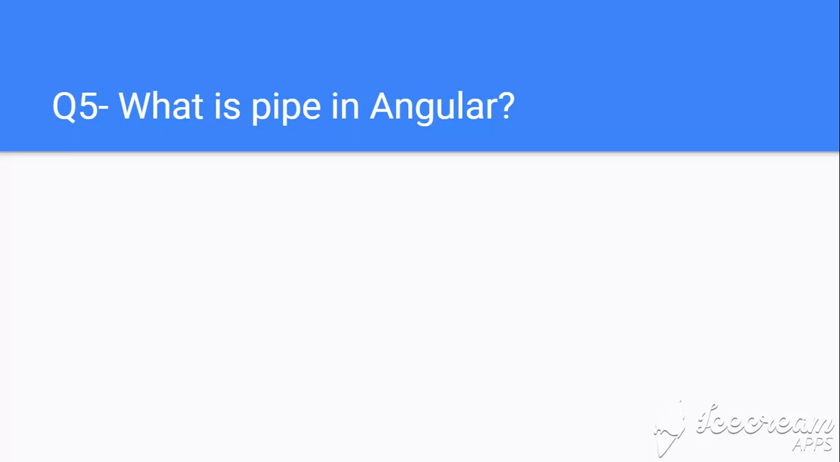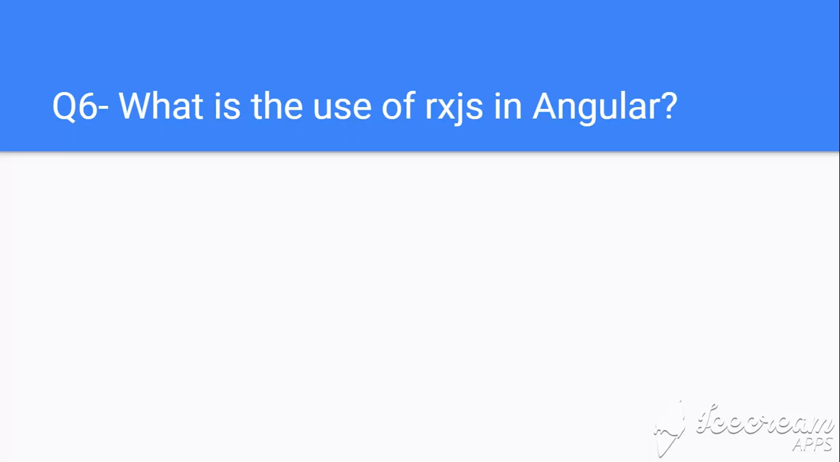Every day you have to write a pipe if you are an Angular developer, and there are many advantages of this, so you must know it. Question 6 is, what is the use of rxjs in Angular? It is a library extension for JavaScript, and in Angular it is kind of the heart of Angular, where we subscribe to the response and map the response. There are many rxjs operators. Even if you don't know all of them, you should know a few: map, switch map, exhaust map, and retry.